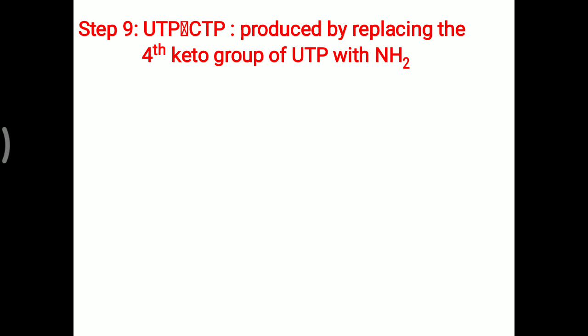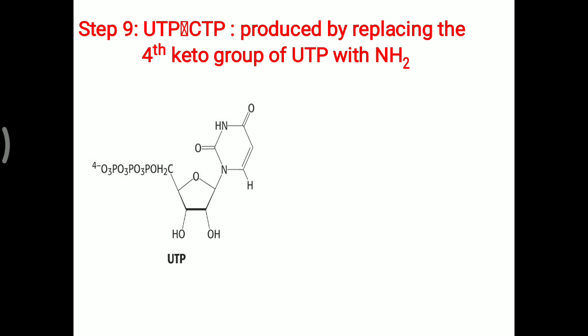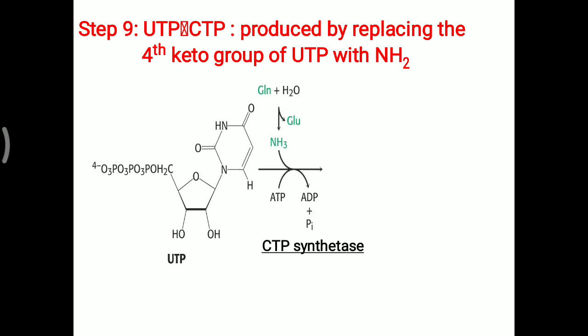So what is the difference between the UTP and CTP structure that we will look at? You have to remember that CTP is produced by replacing the fourth keto group present on the UTP with an amino group. In the structure of UTP, over the pyrimidine ring, you can see that at the fourth position a double bond is there. How can you identify it? The ribose sugar is attached over the pyrimidine at the first nitrogen. Next is a keto group, again nitrogen, and the fourth keto group is there. Now an enzyme, CTP synthetase, is needed.